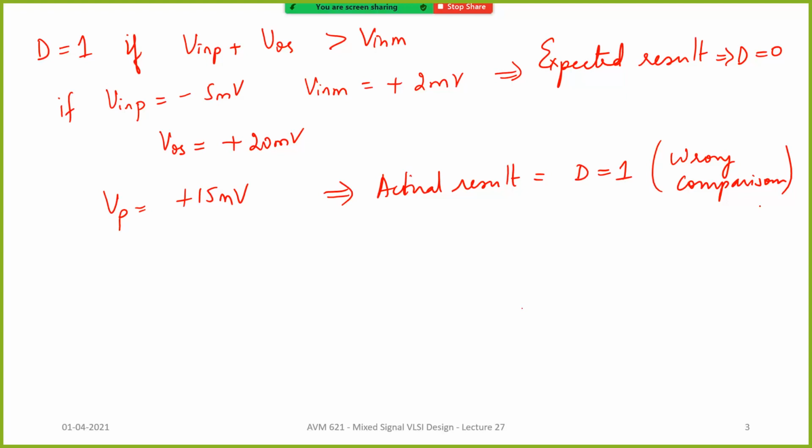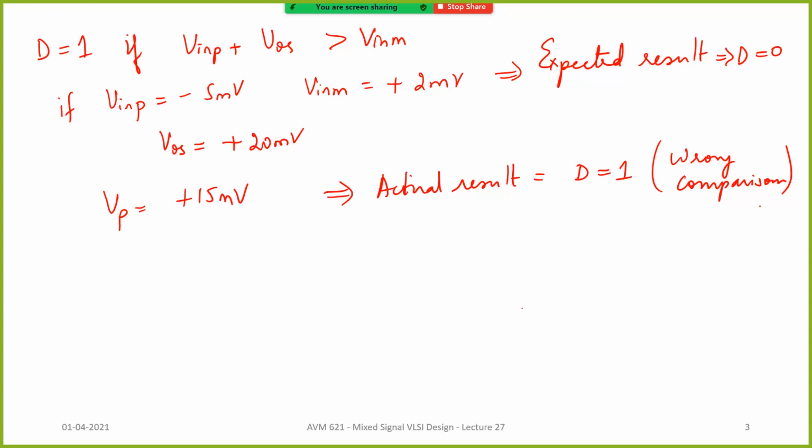Where is this offset coming from? Because of the transistors, the mismatch between the two transistors, one transistor will have slightly more VTH than the other, and effectively we can say that there is a voltage source in series with the entire thing. This is the way to model it.